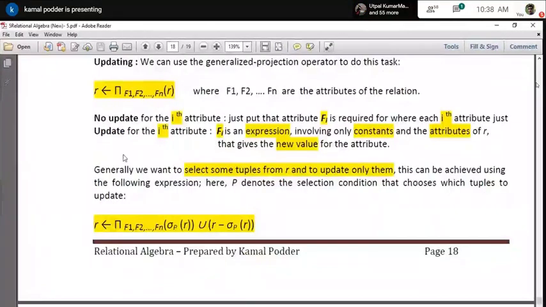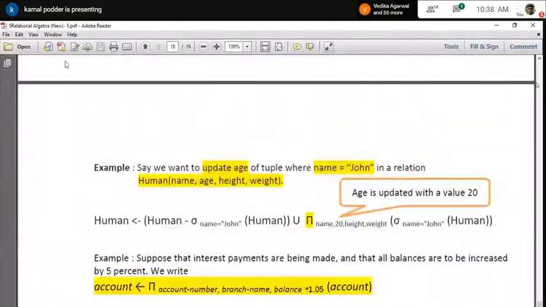So this is more or less the relational algebra part I have covered, and I hope you have understood everything. If not, you can go through it, and if there is any confusion or question, you can always ask. Now I'm going to start the next topic.